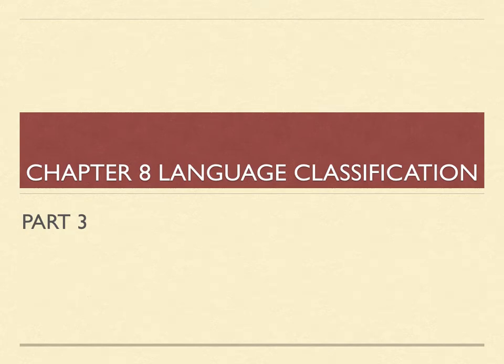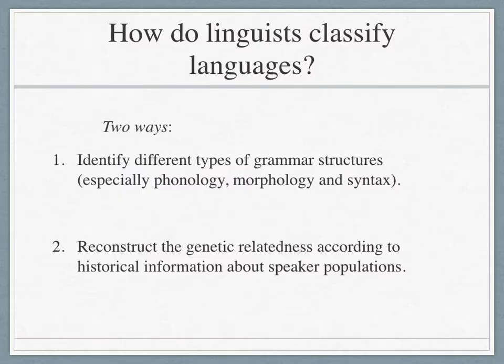In this final Chapter 8 video, I will talk about how linguists classify languages, which is analogous to how biologists classify species using taxonomy. We have two primary ways of classifying languages that are quite distinct. The first is sort of the Martian approach, in which we look at all of the languages of the world for which we have data and we group them according to similar phonologies, morphologies, and syntax systems.